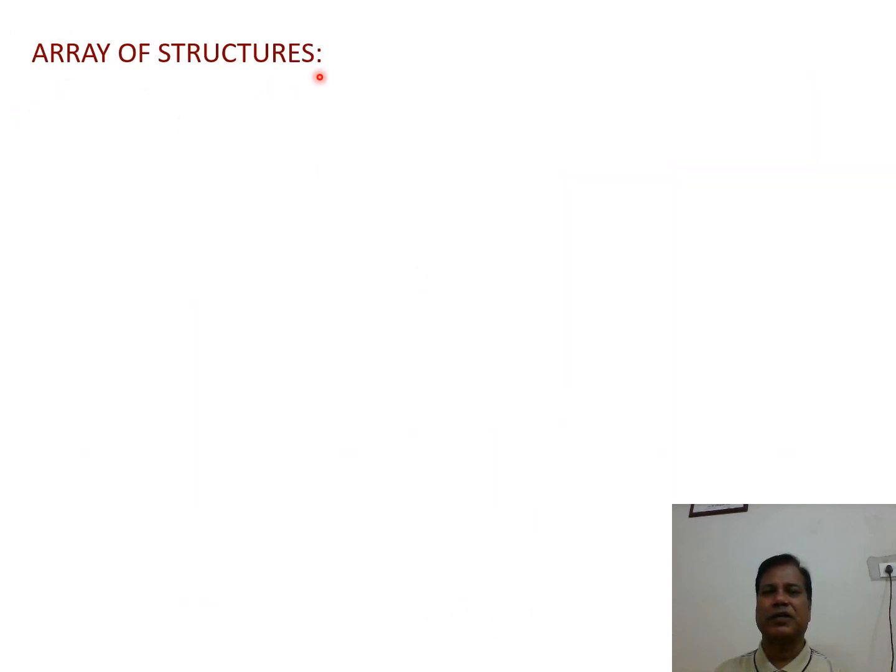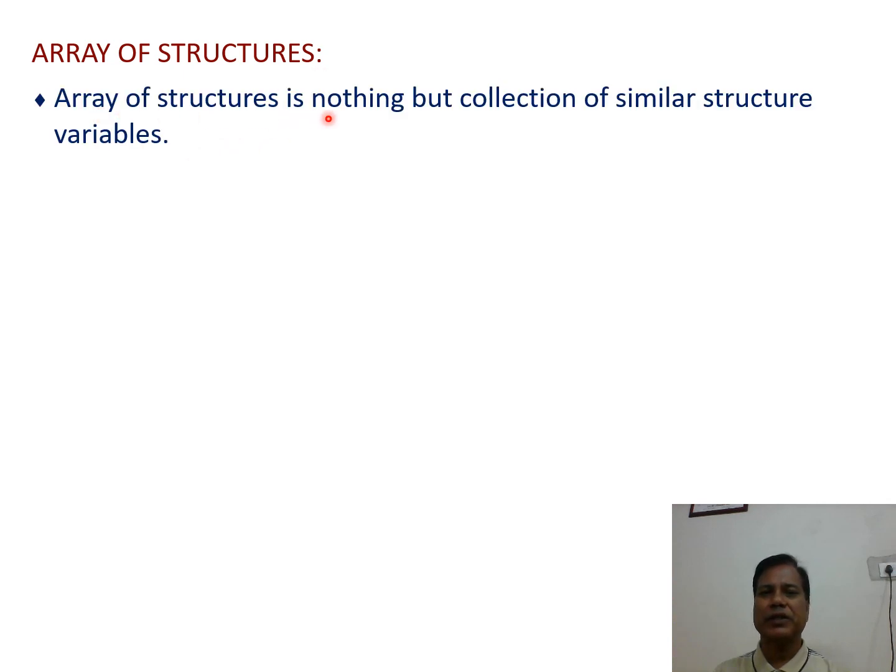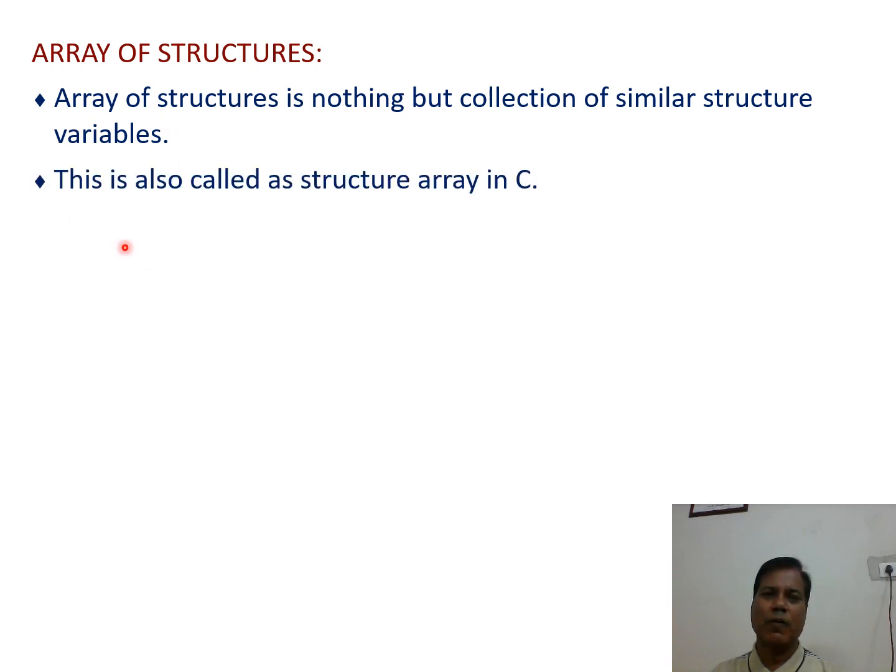Array of structures. An array of structures is nothing but a collection of similar structure variables, and we are familiar with the array. That is, similar type of variables sheltered under a common name is called an array. So if we store the structure variables under a common name, that becomes an array of structures. This is also called a structure array in C.